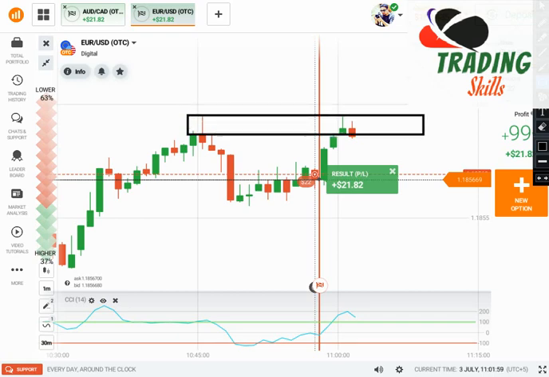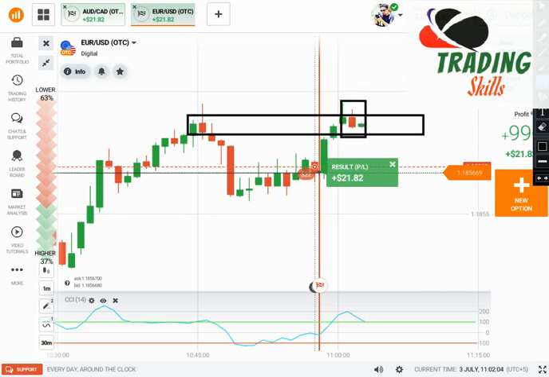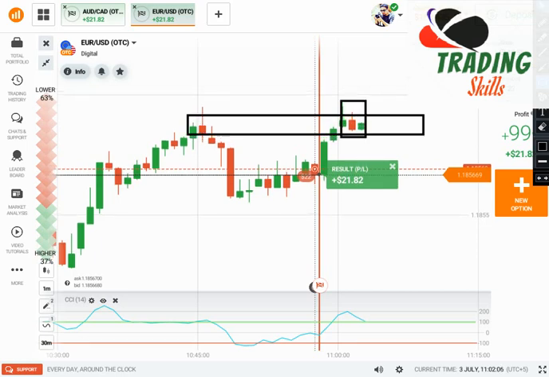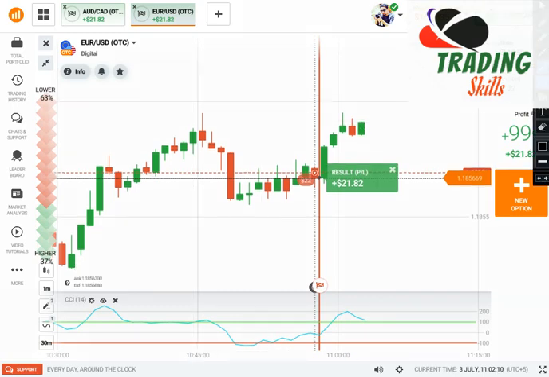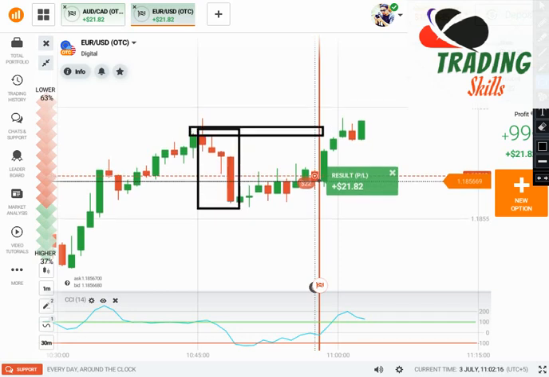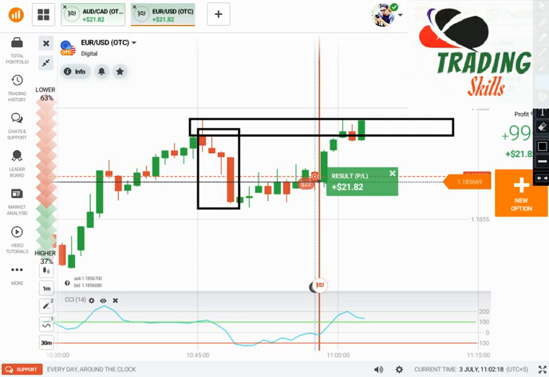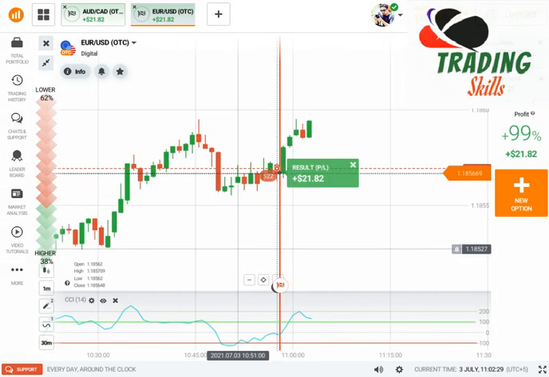You can see this is the level, and you can see market closed exactly at the sellers' level, because this is a strong sellers area. From this point what I am seeing is momentum, a strong rejection, and a reversal candlestick. So therefore you can easily take your trade here. So this is how you can easily take your trades.